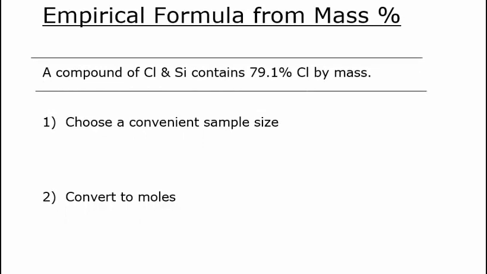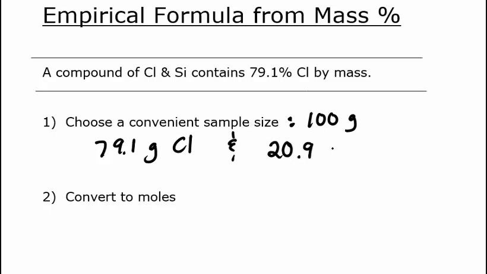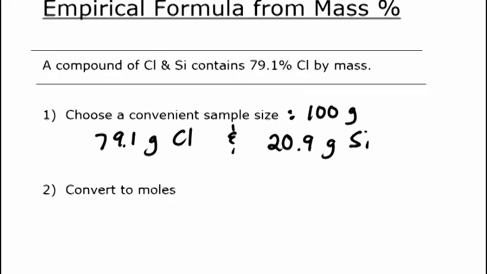All right, so the process is that we choose a sample size, and usually the easiest size to choose is 100 grams. So let's say we have 100 grams of this sample. We know 79.1% of it is chlorine, so then we know we have 79.1 grams of chlorine in this compound. Since silicon is the only other element in it, then by subtraction we know we have 20.9 grams of silicon. All right, but ratios in formulas are in moles, so we need to convert both to moles.